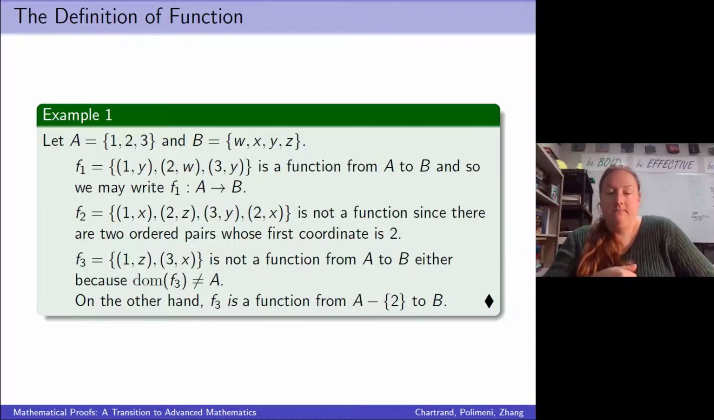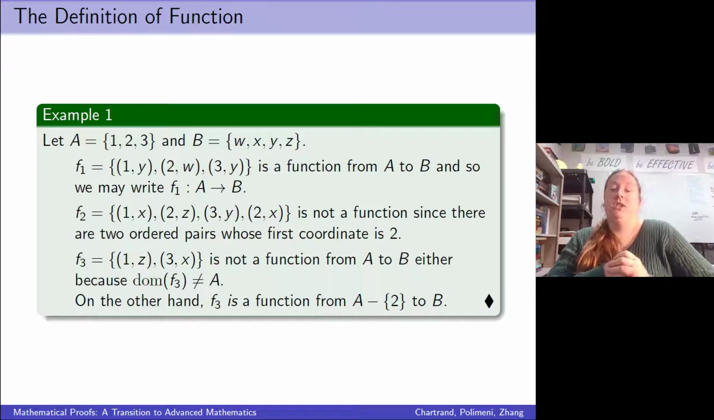Now, if I take a look at relation f2 here, I have a set of ordered pairs (1,x), (2,z), (3,y), and (2,x). Now 2 shows up as the first coordinate in 2 of these ordered pairs. And that means that f2, while it is a relation, is not a function.